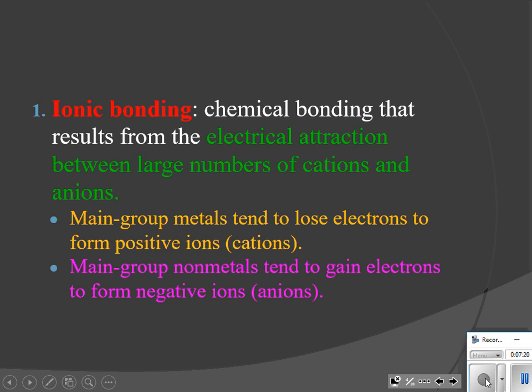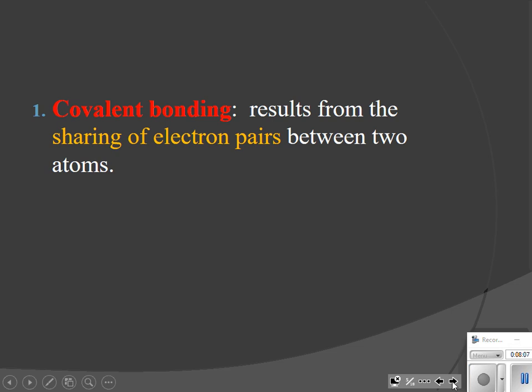Now, it says up there, main group metals. Main group metals tend to lose electrons to form positive ions. Main group nonmetals tend to gain electrons to form negative ions. So typically, what you're going to see is metals are losing electrons, nonmetals are gaining electrons, if we're talking about ionic bonding, the formation of ions. Metals losing electrons, positive; nonmetals gaining electrons, negative. Covalent bonding.